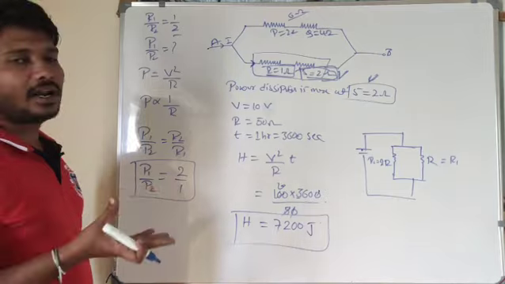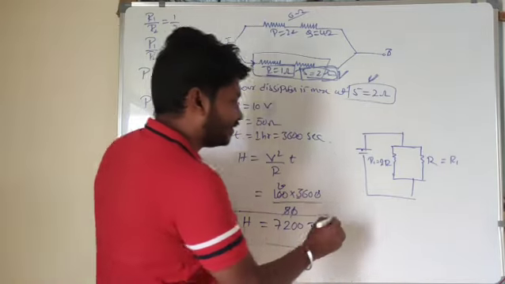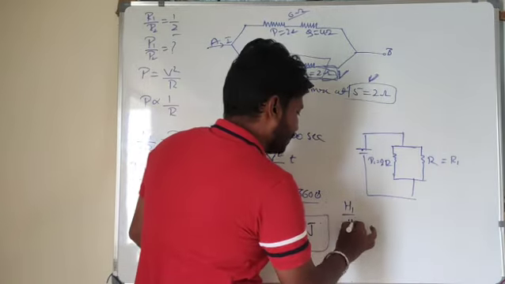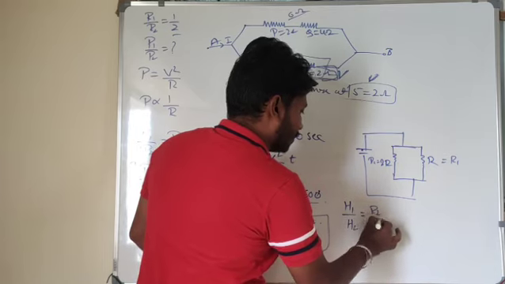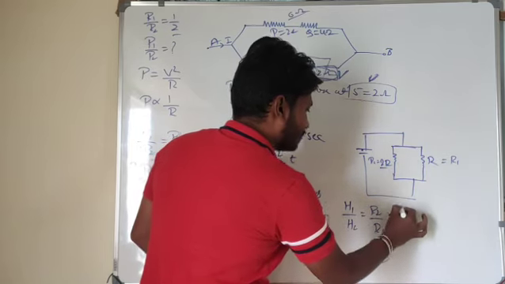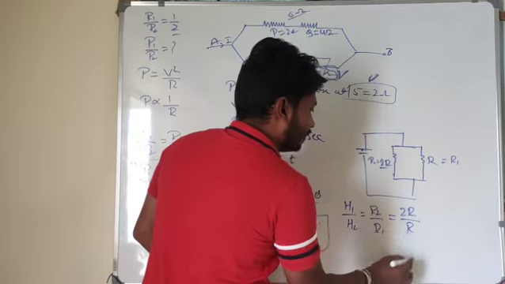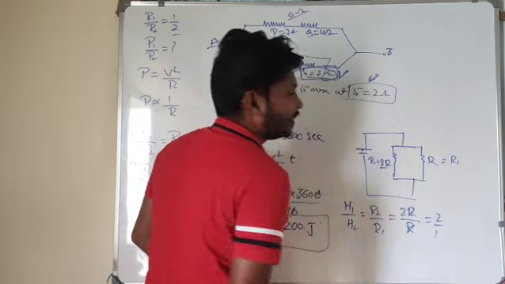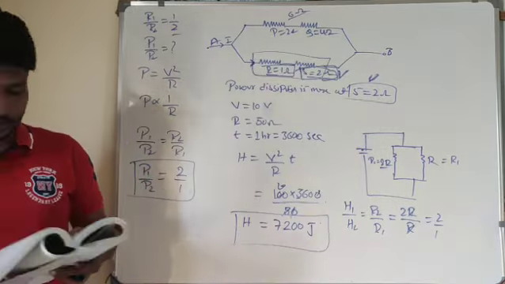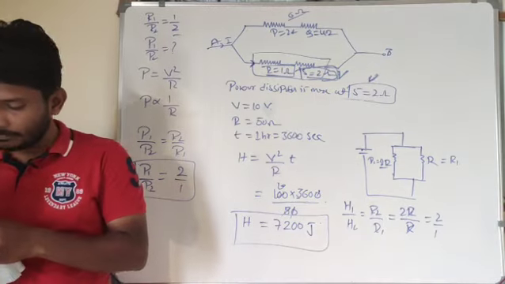In case of parallel combination, the heat generated is inversely proportional to resistance here. H1 by H2 is equal to what? R2 by R1. R2 value is how much? 2R. R1 value is R. What is the ratio here? So 2:1 here. So we'll look at the next one.